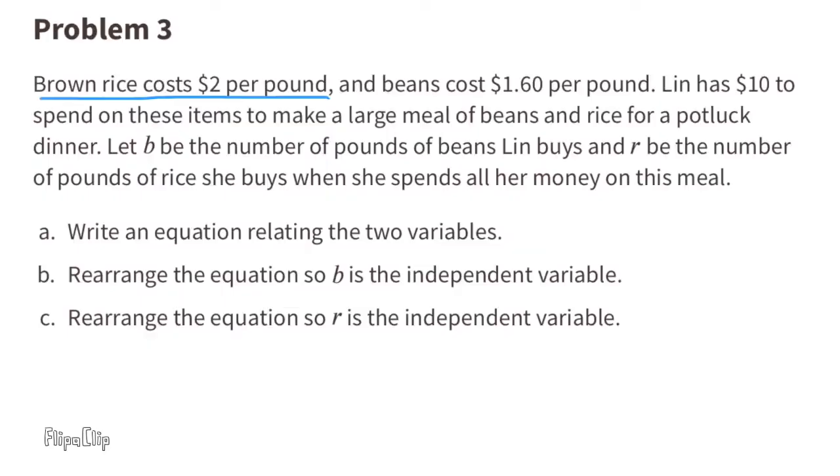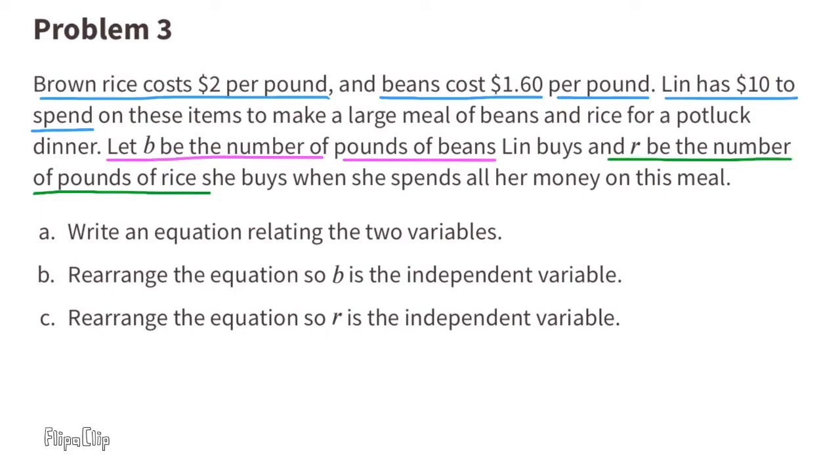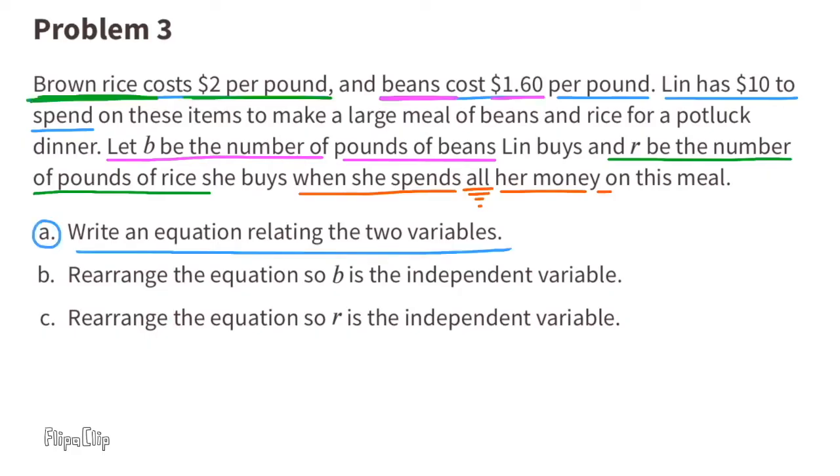Problem number 3. Brown rice costs $2 per pound and beans cost $1.60 per pound. Lynn has $10 to spend on these items to make a large meal of beans and rice for a potluck dinner. Let B be the number of pounds of beans Lynn buys and R be the number of pounds of rice she buys when she spends all her money on this meal. A. Write an equation relating the two variables.